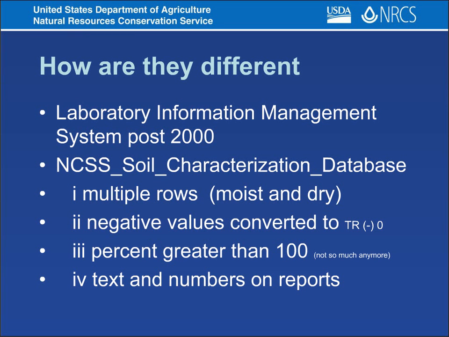If we run a sample more than one way, that database may include both moist and dry results. It also may include some negative values, depending upon the accuracy and the precision of the machines that are taking the values. It can also include, at times, some values that are greater than 100% for things like bulk density or base saturation when it does calculations. All the data in that database is stored in text format, so it can actually include both text and numbers for a particular result.